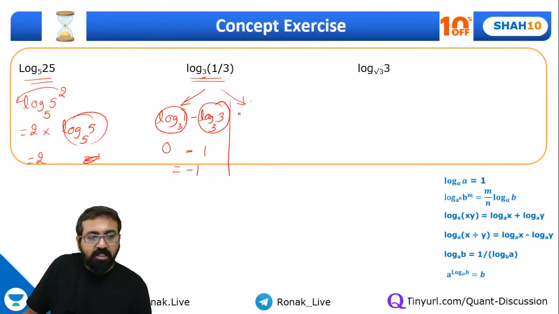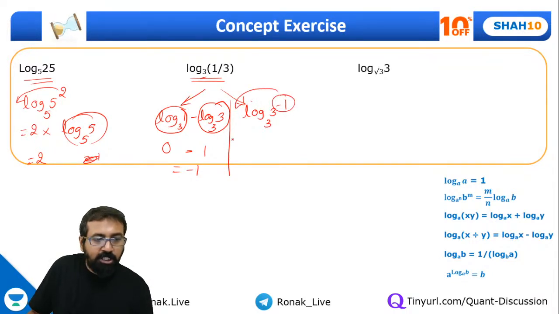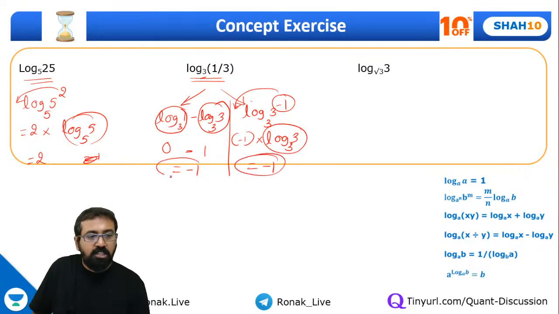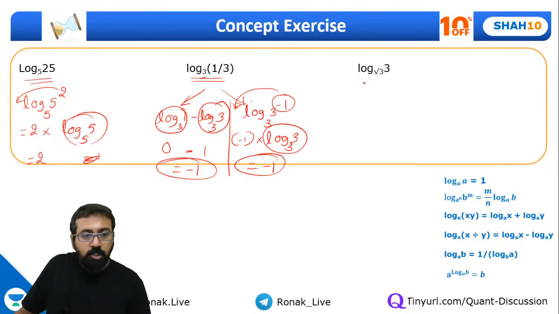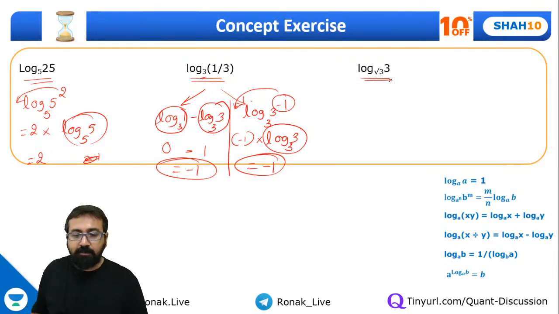The other method is, you can say this is log of 3 raised to minus 1 with base 3. This power will come in the multiplication. So this will be minus 1 into log of 3 with base 3. And of course this is 1. So minus 1 into 1 is again minus 1. See, you are going to get the same answer if you apply the rules correctly.